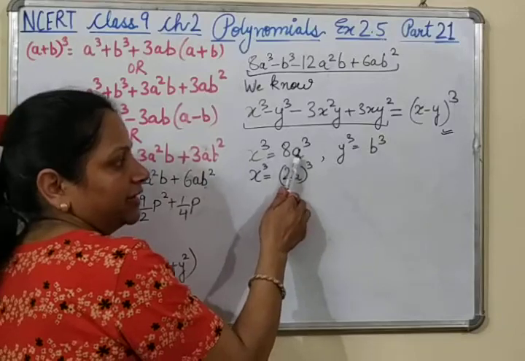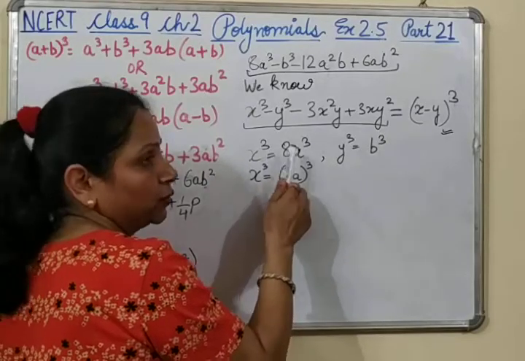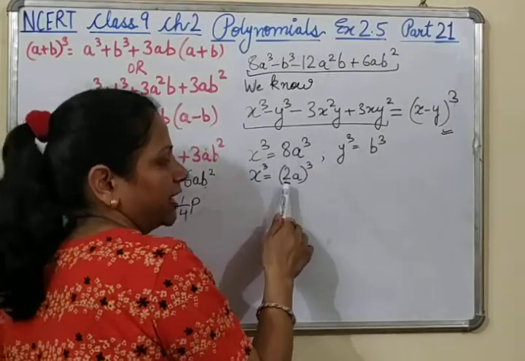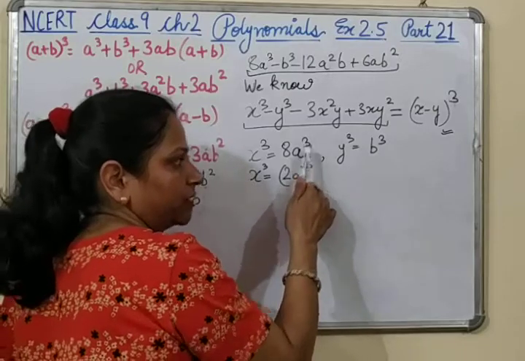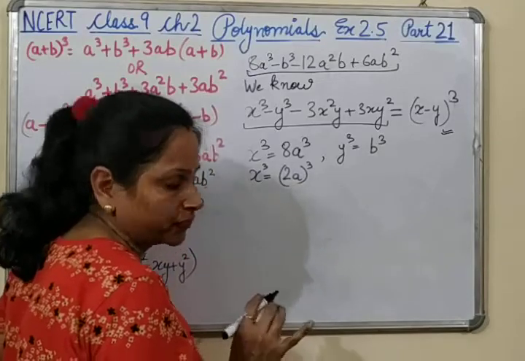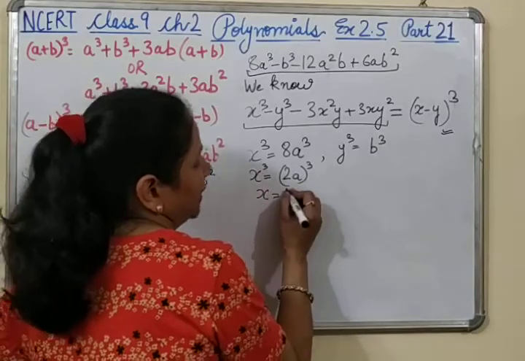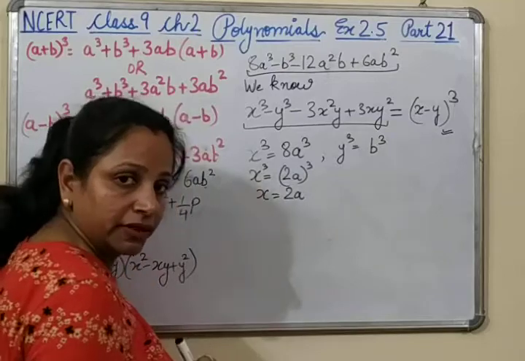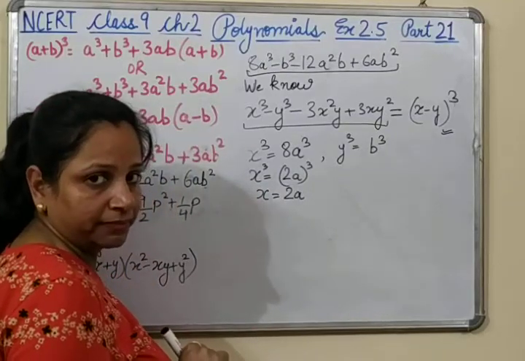x cube was 8, a whole cube. Now what is 8? 2 into 2 into 2. So in place of this 8 I have written 2, and in place of this a cube I have written just a. That means 2a, whole cube. Is there any problem in this? Okay. That means what is the value of x that I will get? 2a. I think I'm clear.